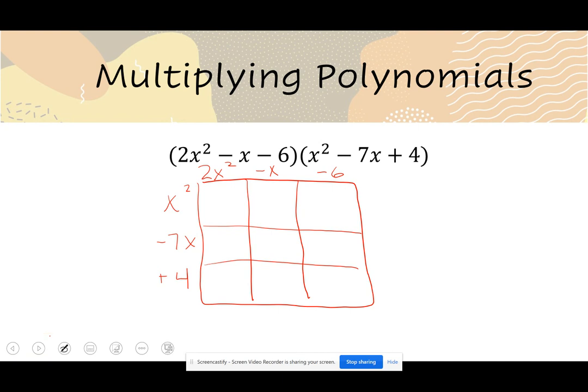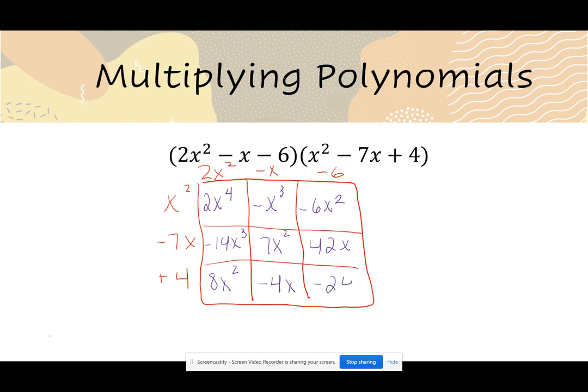So 2x squared times x squared is 2x to the 4th. x squared times negative x is negative x cubed. x squared times negative 6 is negative 6x squared. 2x squared times negative 7x is negative 14x cubed. Negative x times negative 7x is positive 7x squared. Negative 7x times negative 6 is positive 42x. 2x squared times 4 is 8x squared. 4 times negative x is negative 4x, and 4 times negative 6 is negative 24.